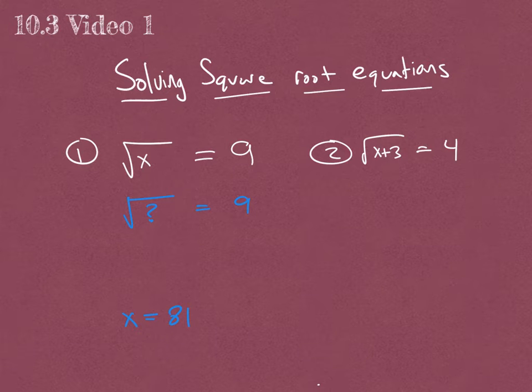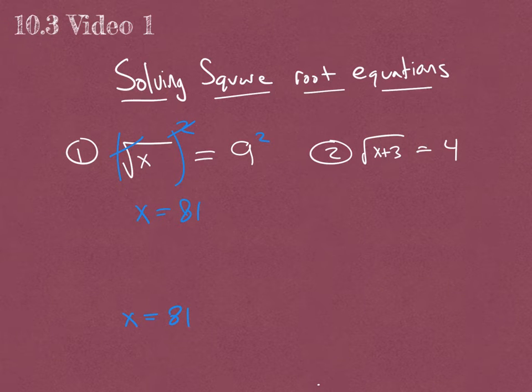But the question is, how can I get to that algebraically? So I want to free the x from the square root. The x is stuck in a square root right now. So to free the x, I'm going to square it. So what I do is I put the square root in parentheses, and I square it, and then I square the 9 as well. And when I do that, the square root and the squared cancel, and I get x equals, and then 9 squared is 81.